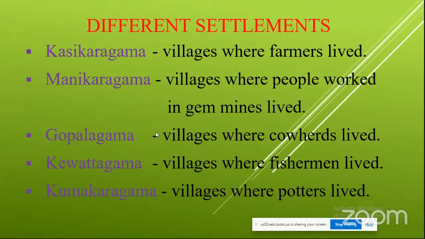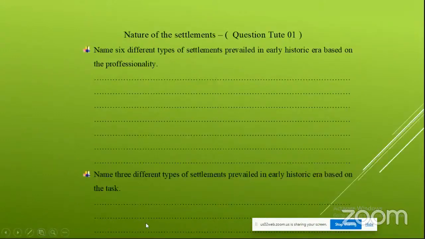Now people in Kumbhakaragama would go to Kasikaragama and take food items from these farmers, and these farmers would take the pots of Kumbhakaragama. So that's how the economy had been settled. Then Vadakigama means villages where carpenters were living. So carpenters were living in Vadakigama.